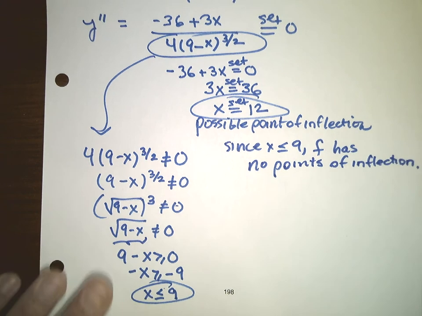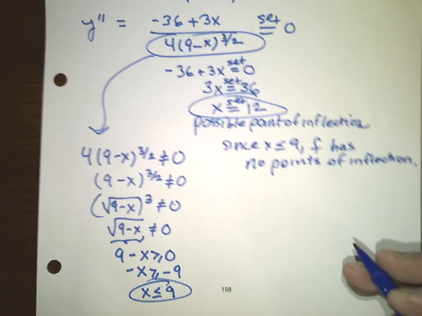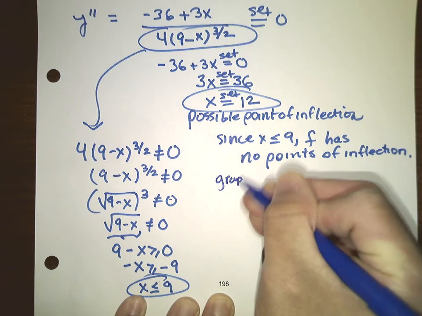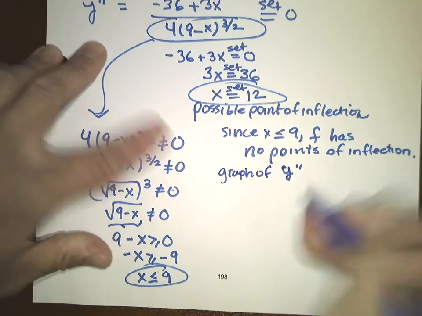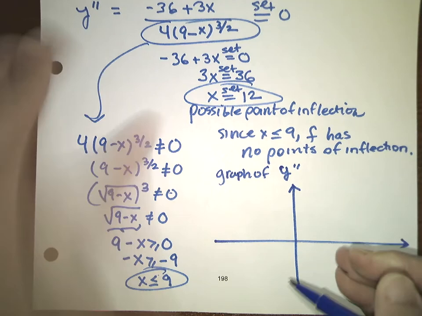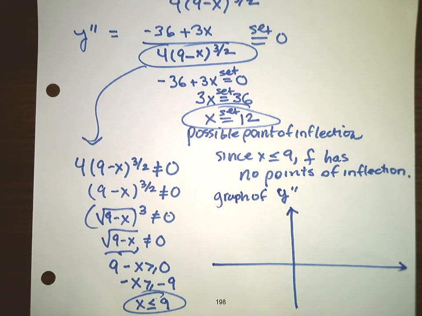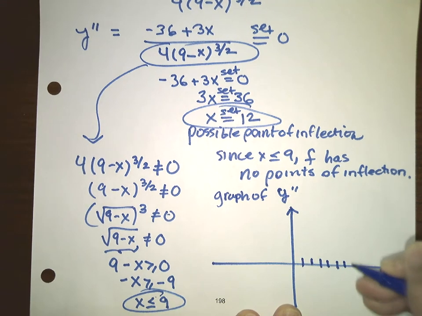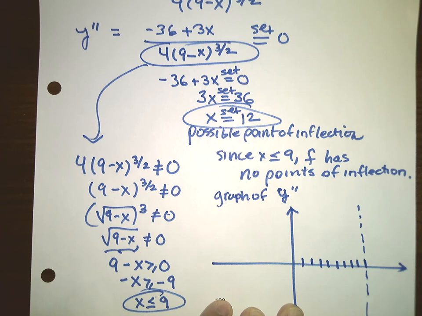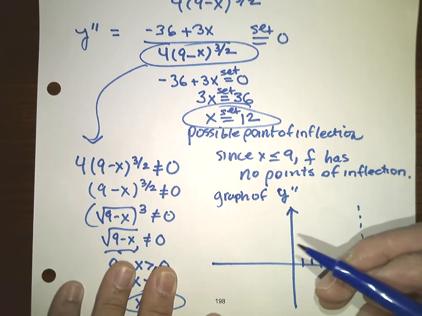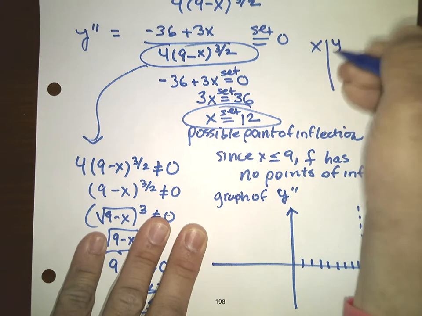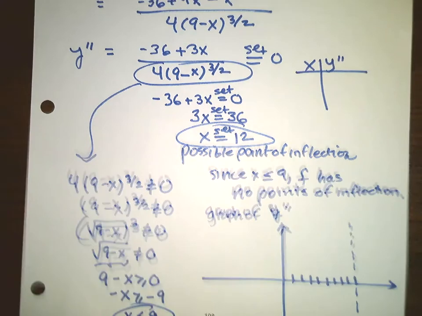All right, so we went through all that work to, again, just figure out that f has no points of inflection. Now, the other interesting thing for us is that if I look at the graph of y double prime, I'll just show you the graph of this real quickly. I know that x has to be less than or equal to 9. So here is 1, 2, 3, 4, 5, 6, 7, 8, 9. And then I can go ahead and substitute some points. I'll make a table here.